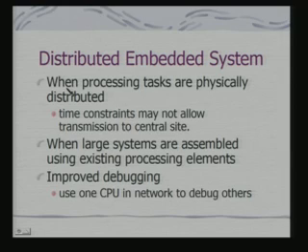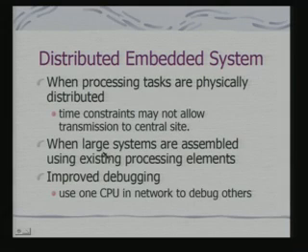So, when shall we go for a distributed embedded system? When processing tasks are physically distributed, it is an obvious choice, because the time constraints may not allow us the transmission of the data from the sensors to the central site. Therefore, we would like to do the processing at the sensor node itself, and then communicate maybe the processed data to a central node, or communicate the processed data among these nodes which are physically distributed. Therefore, depending on the requirements of the problem, we may need to have a distributed embedded system.